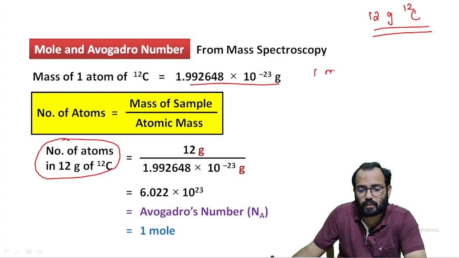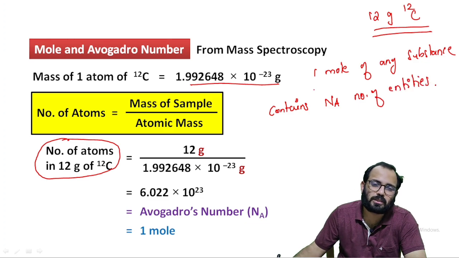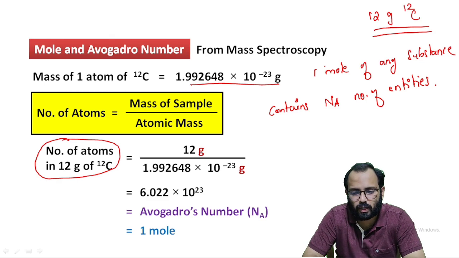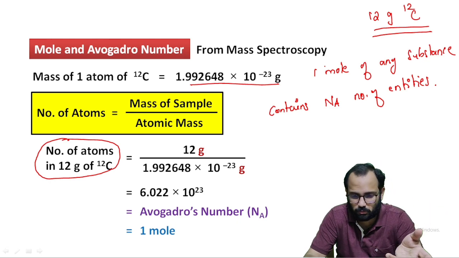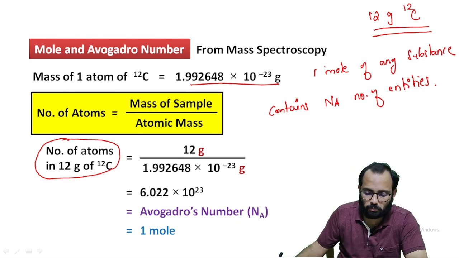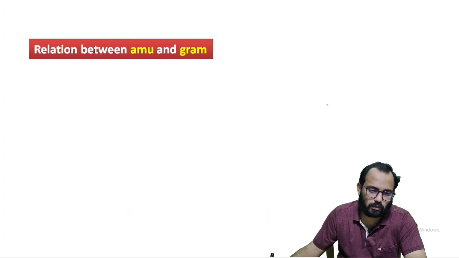So 1 mole of any substance, we can remember this one. 1 mole of any substance contains Avogadro number of entities. Those entities can be atoms, can be ions, can be molecules, it depends. But whatever the substance may be, if it is 1 mole, it is containing Avogadro number of particles.